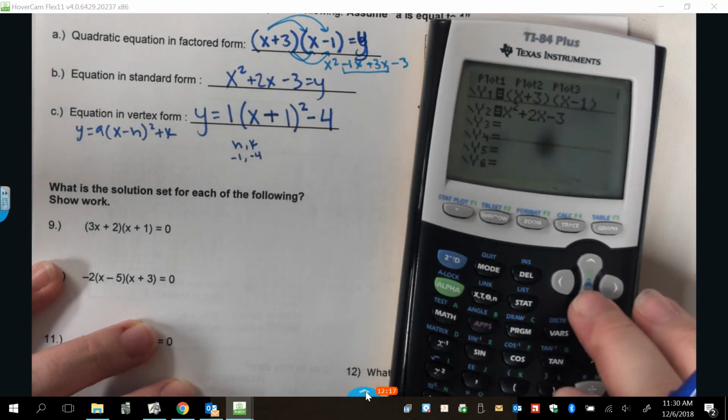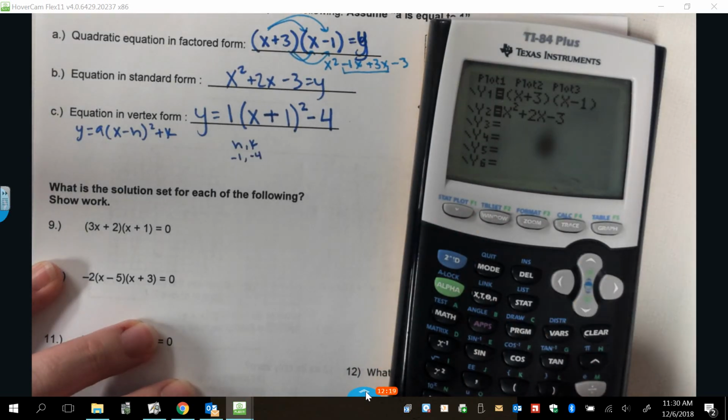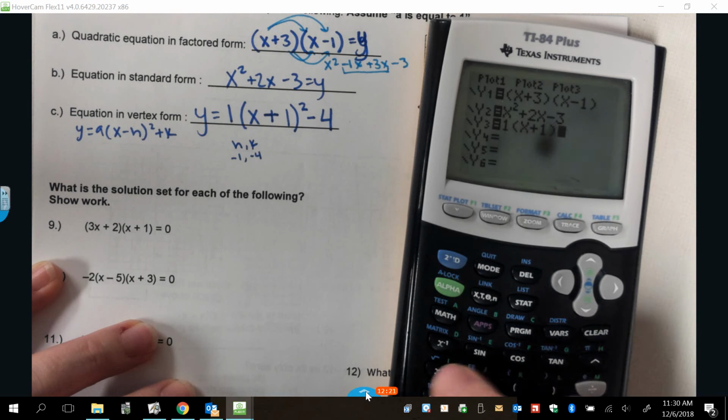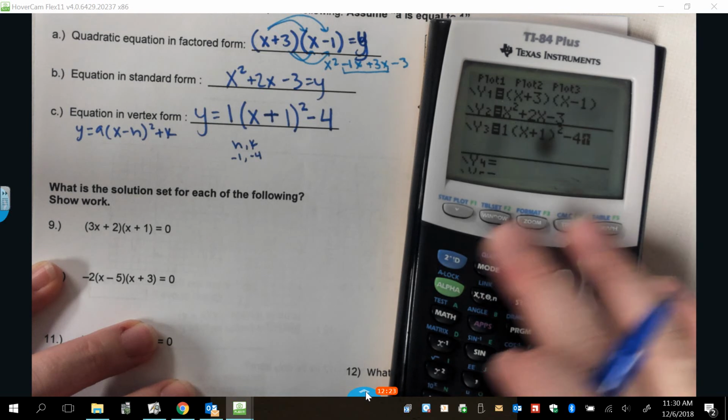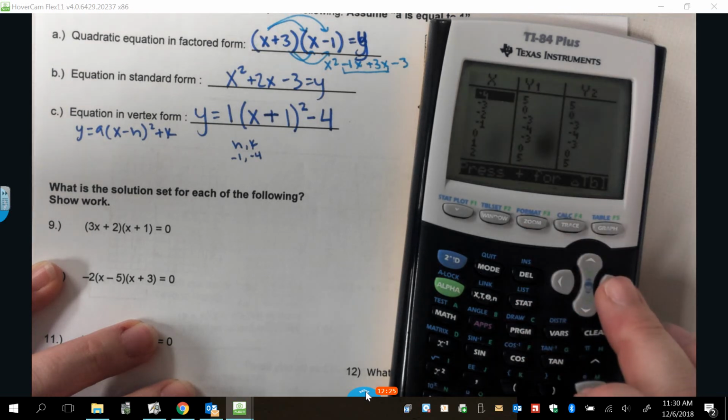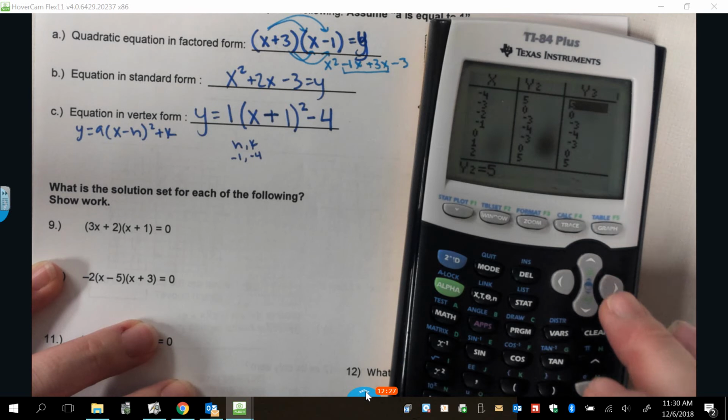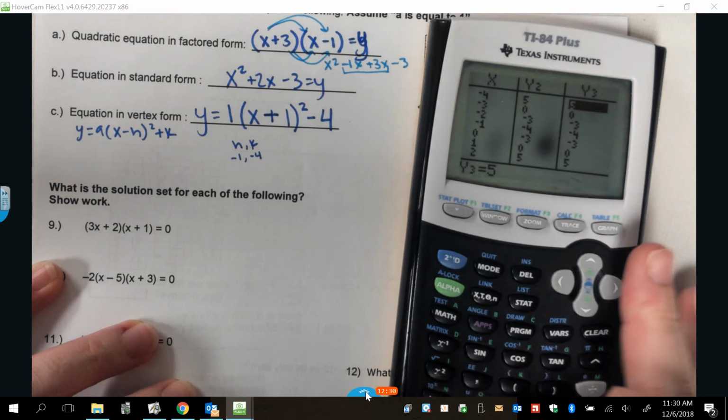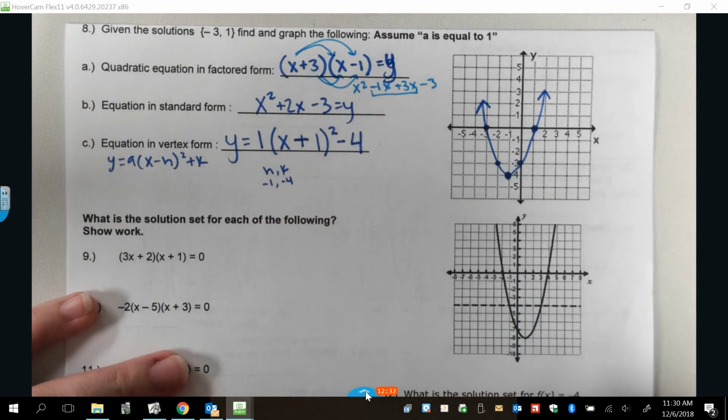Again, we can double check. So let's type that in y3. 1 parentheses x plus 1 parentheses squared minus 4. Go to my table. And they all match. So that means that is correct. So there are my answers.